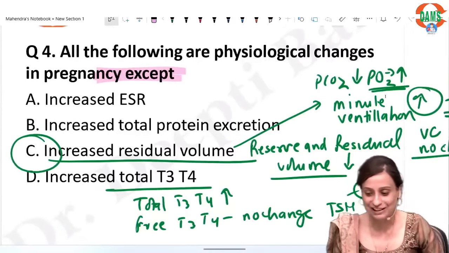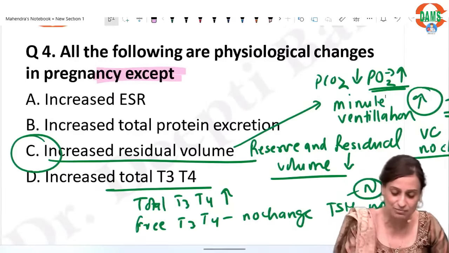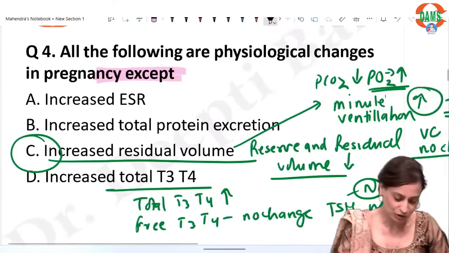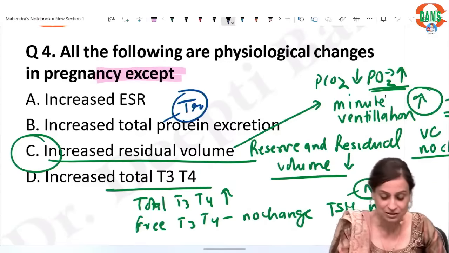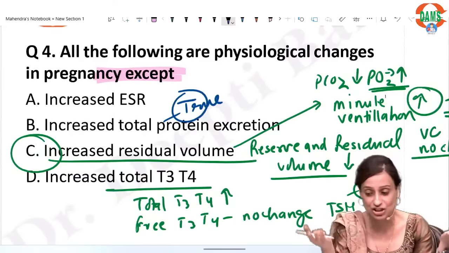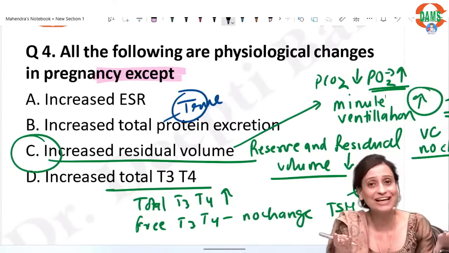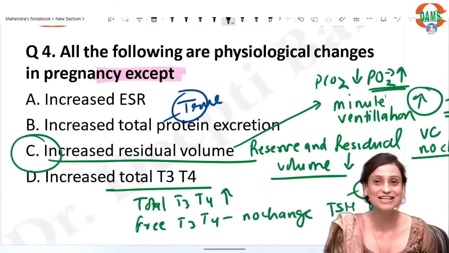I thought you would get confused with option B. Did anybody get confused with option B? So please remember this. Total protein excretion increases. This is a true statement. Because of the increase in renal blood flow and the increase in GFR, the total protein excretion increases, but it remains below the significant level.